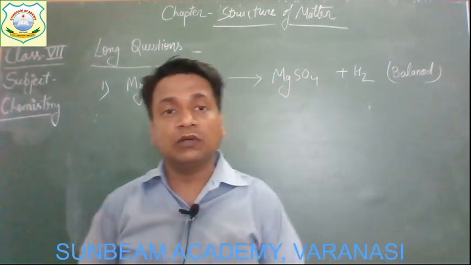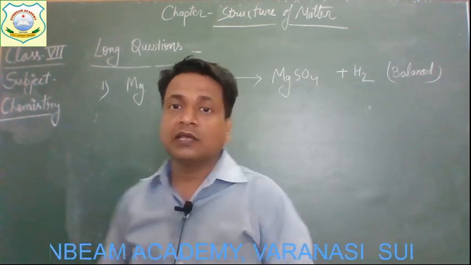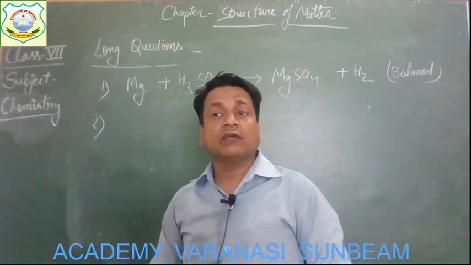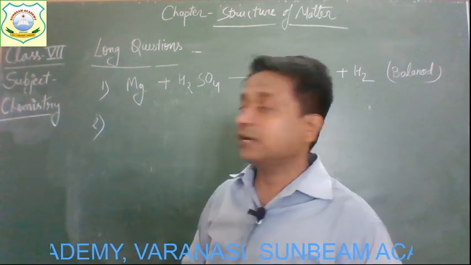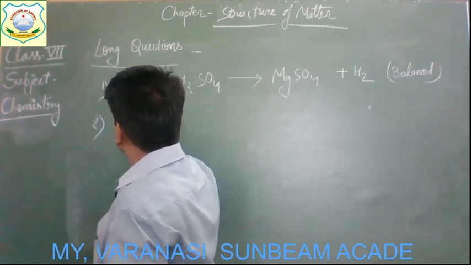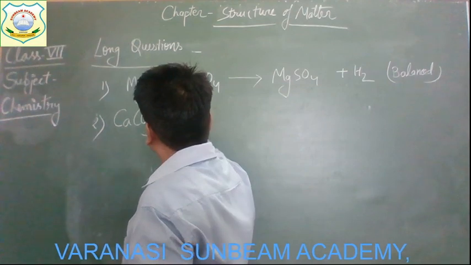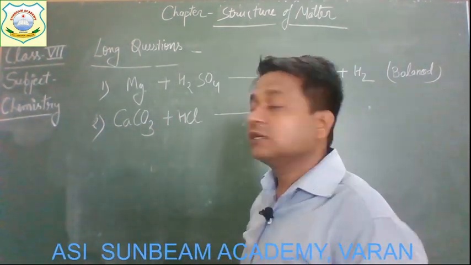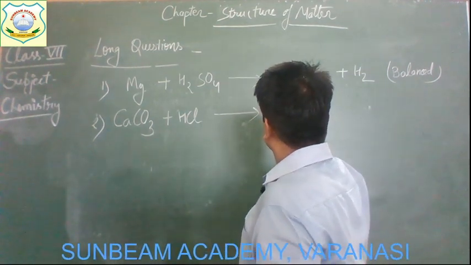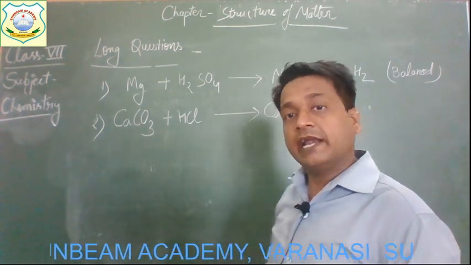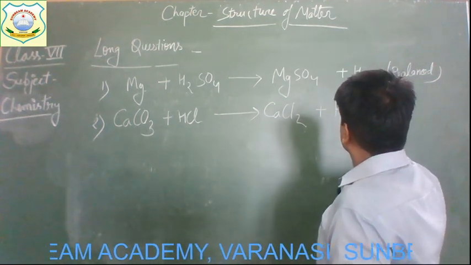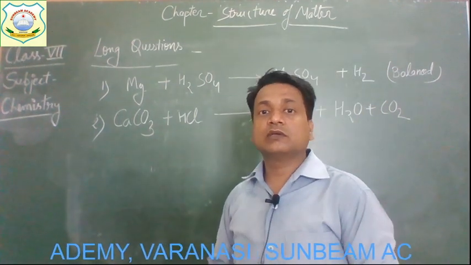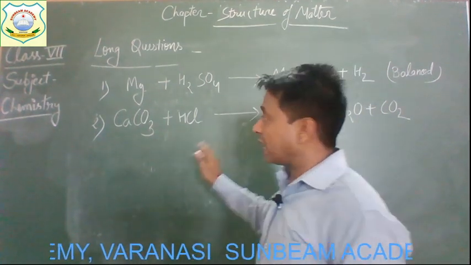There is no need to balance it. Okay, now come to the second. In the second equation, it's given that when calcium carbonate reacts with hydrochloric acid, the product we'll get is calcium chloride plus water and carbon dioxide. Okay, children. Now please find out the number of atoms, whether it is balanced or not.